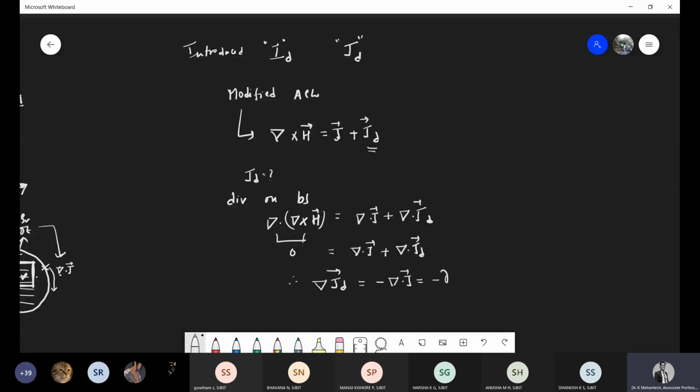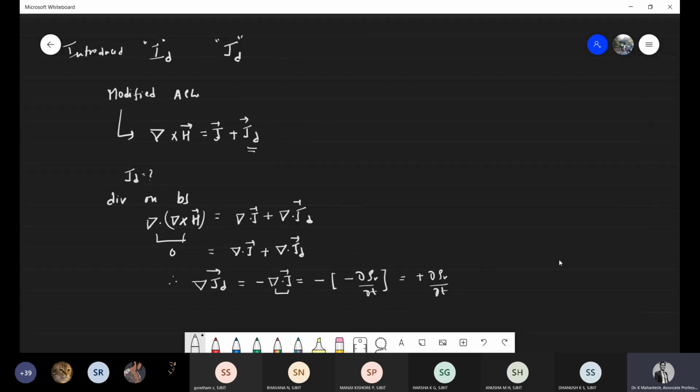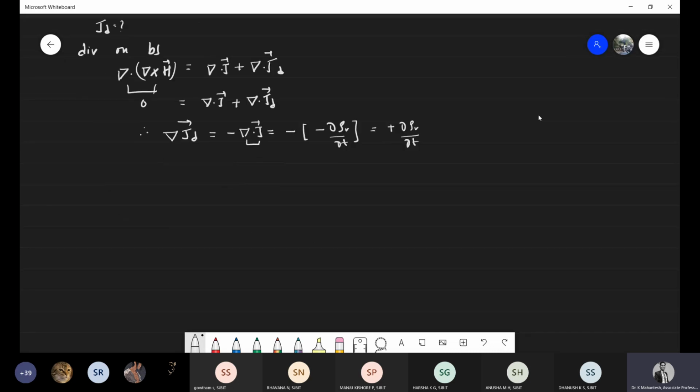minus of minus, sorry. This is equal to minus of, what is del dot J? Del dot J is equal to minus dou rho V by dou T, which is equal to plus dou rho V by dou T. So I can write del dot JD is equal to dou rho V by dou T.